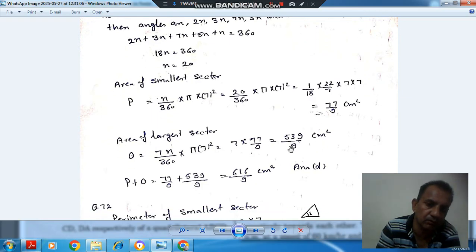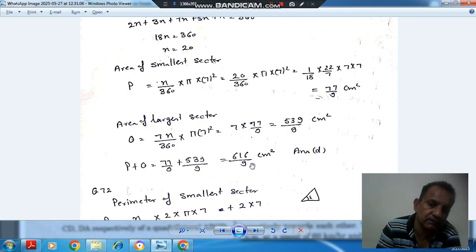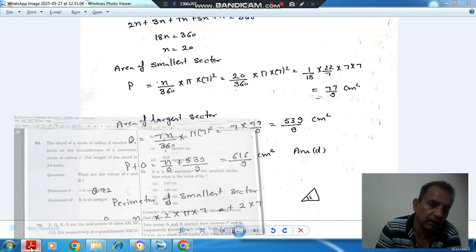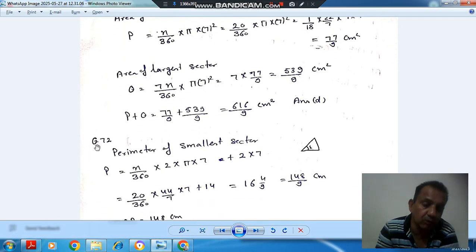So P plus Q will be equal to the summation of these two. That will be 616/9 centimeter square. So the answer is option D. And question number 72 is about the perimeter of the smallest sector.